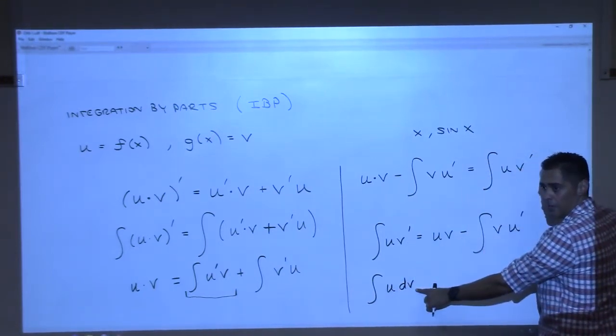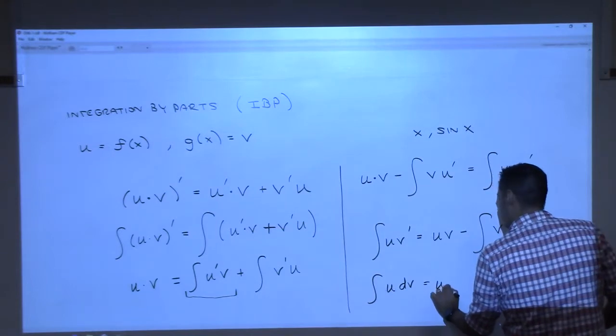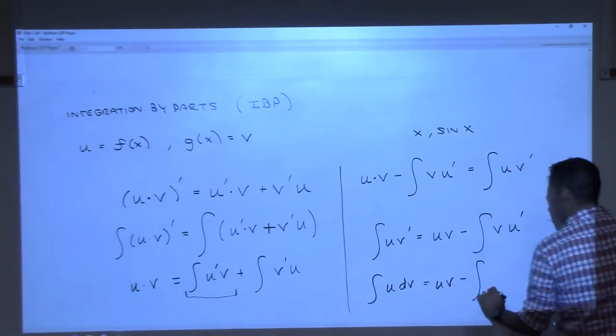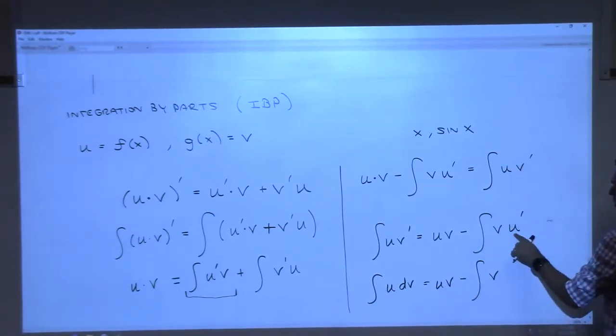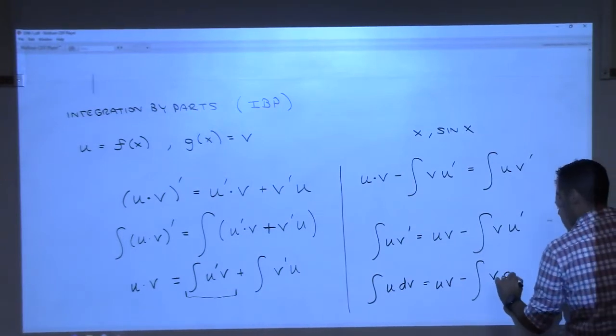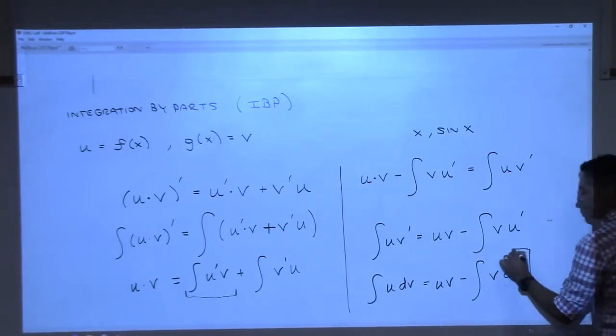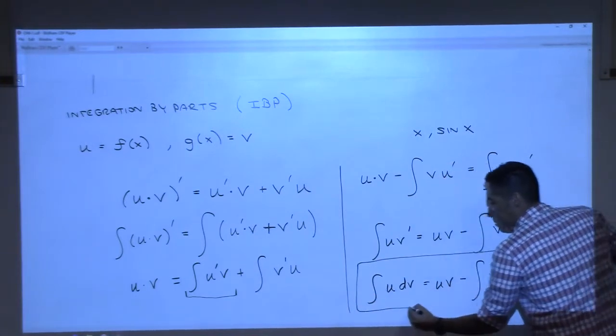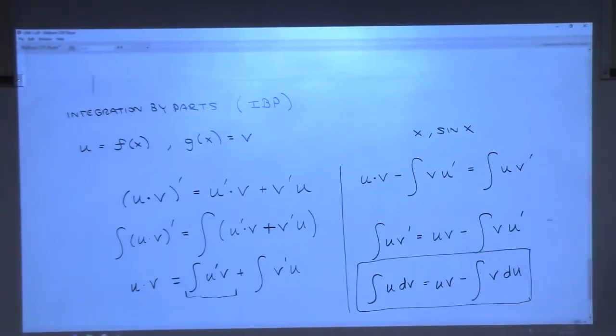Is that all right? And then I'm going to write uv minus integral v, and instead of writing u prime, what do you think I'm going to write? du. Okay, there it is. This is the integration by parts formula. Now, you might be looking at it going, what the hell, right? Like, what is this? This is weird.